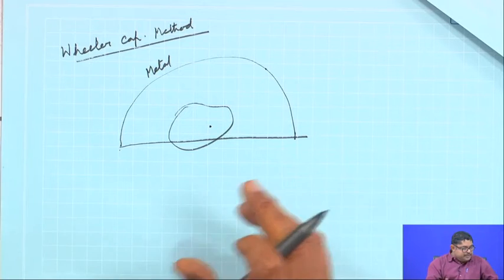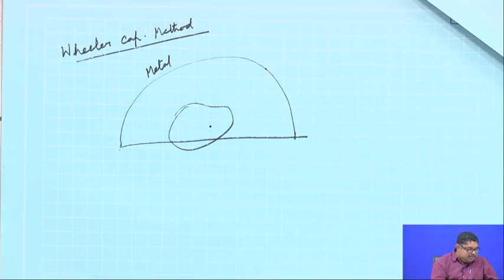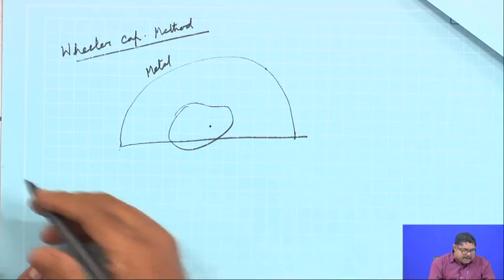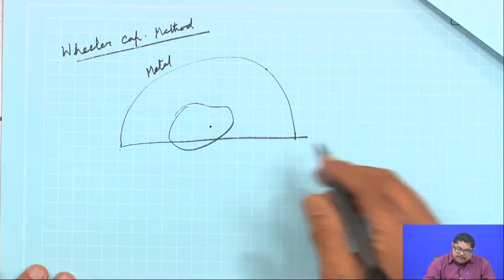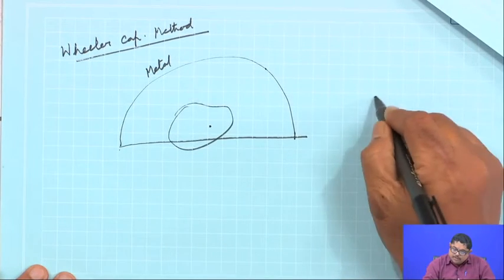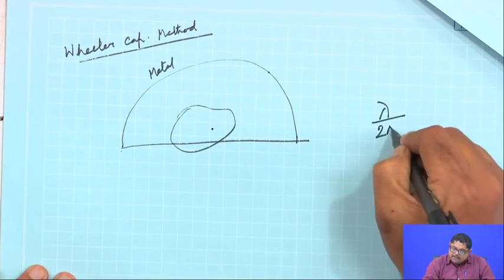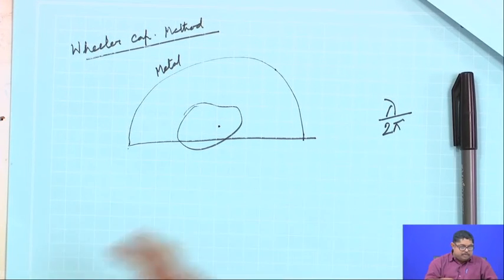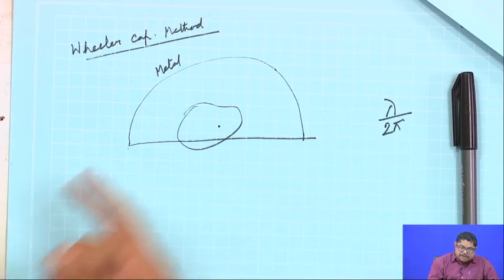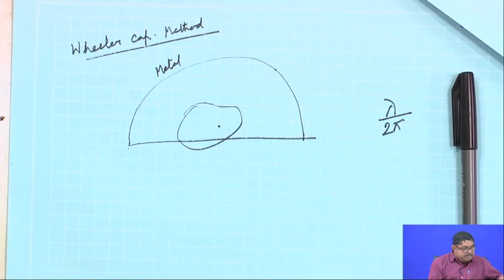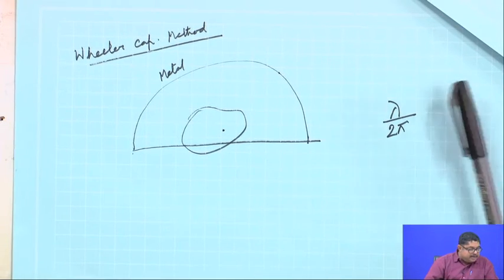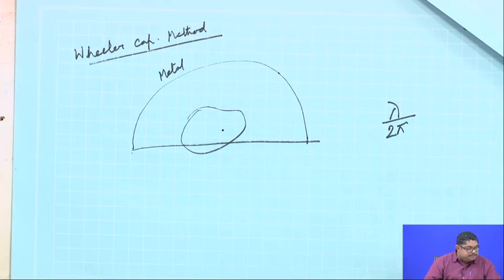That is the idea. Originally Wheeler recommended that the radius of this hemisphere should be lambda by 2 pi. This is called the Wheeler cap. Later people have modified this also, but I will try to give an example of this method.